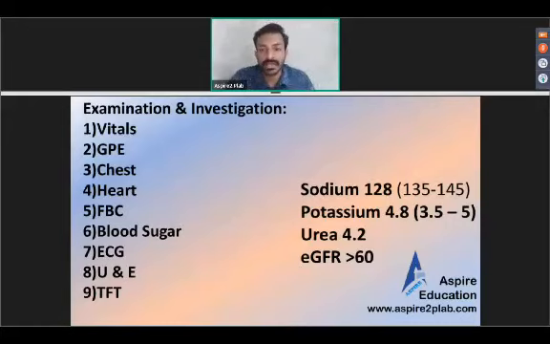Yeah. So as you know, sometimes the examiner might give you some findings, not always. For example, in this case, the examiner is giving these findings: sodium is 128, normal is, as we know, 135 to 145 millimole per liter. Potassium is 4.8; the normal is 3.5 to 5. Urea is 4.2, it's actually a normal range. EGFR is more than 60. It's also mentioned in the question. So this is the stuff we have.